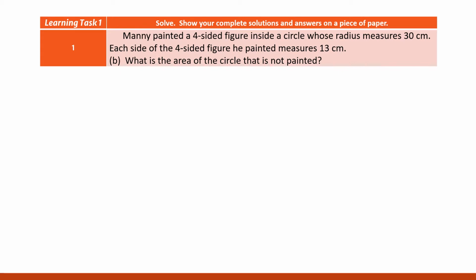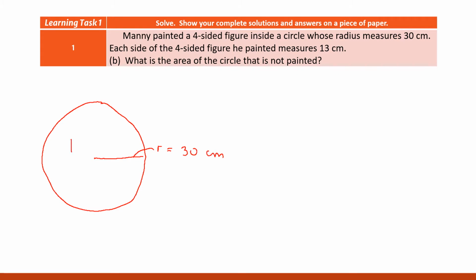So, again, gawa lang ulit tayo ng circle kanina. For example, ito yung circle, then from the center to any point, meron tayong radius na 30 centimeters. Okay? At sabi natin kanina, meron tayo ditong square. Okay? Na kung saan, ang bawat measurement ng side ay, according to the problem, ay 13 centimeters.